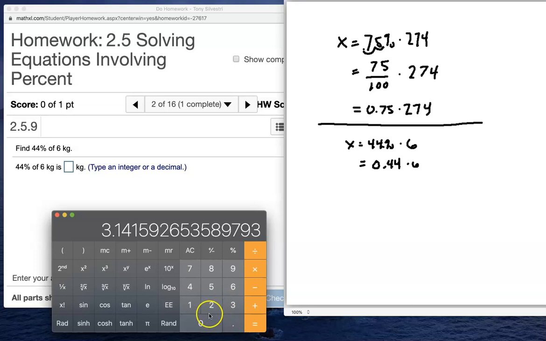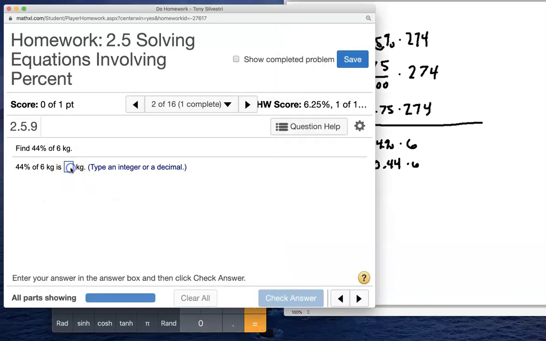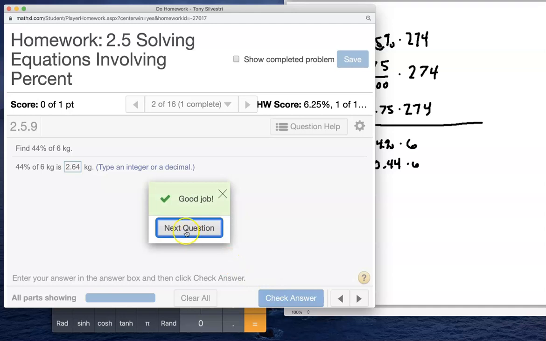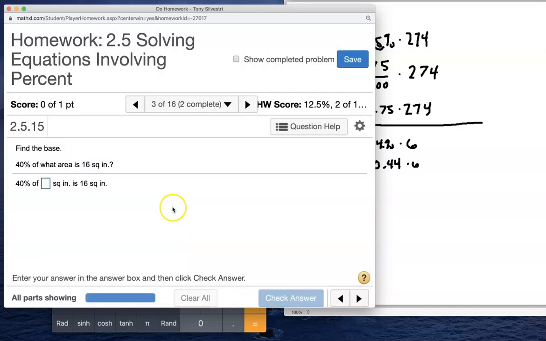Let's clear it. Where's the clear? Come on, where's the clear? The most important button. Oh, AC clear. Okay. 0.44 times 6 equals, I'm going to say 2.64. 2.64. Check that answer. Nice. I like getting green boxes.